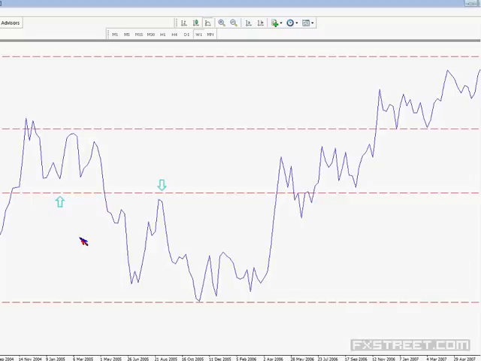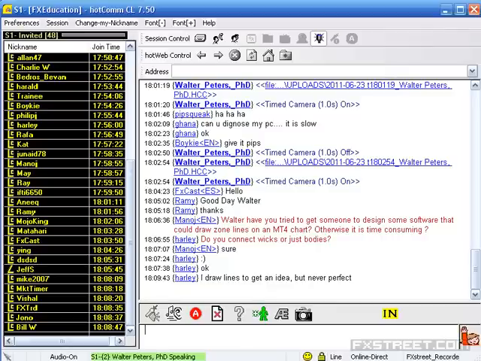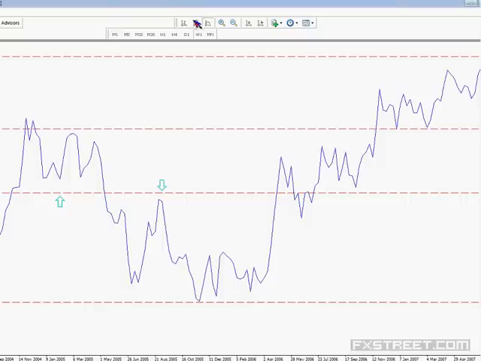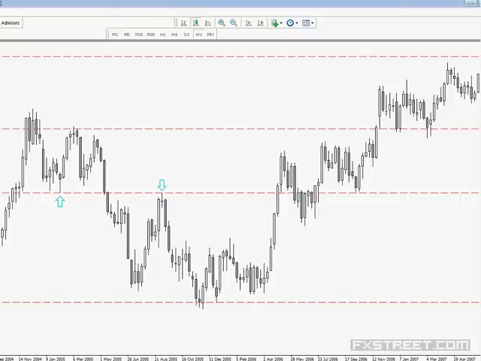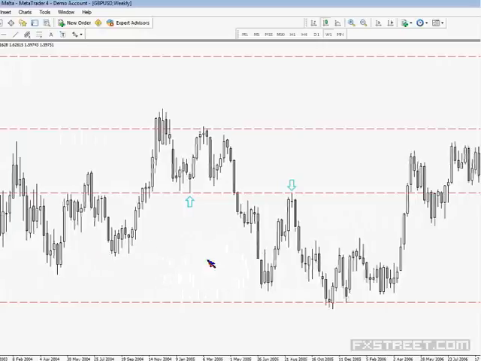Harley says, I draw lines to get an idea, but they're never perfect. I totally agree, Harley. It's so true. It's just not perfect. But when I'm in an area like this, where we're at right here, I know there's a zone somewhere in this area, and I know it's probably somewhere around here, but it's not really that obvious. So what I'm going to do is go to a line chart, and I'm going to find my zone that way.